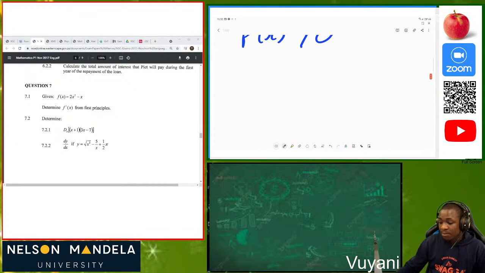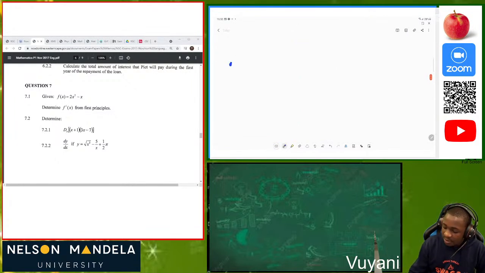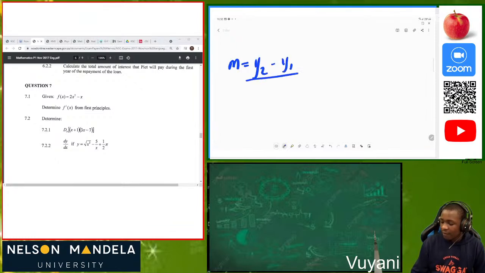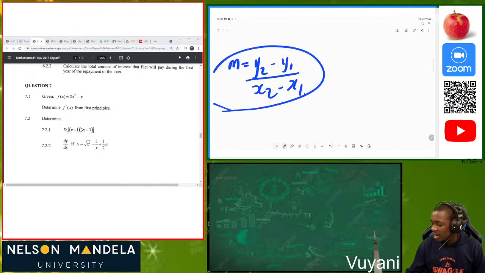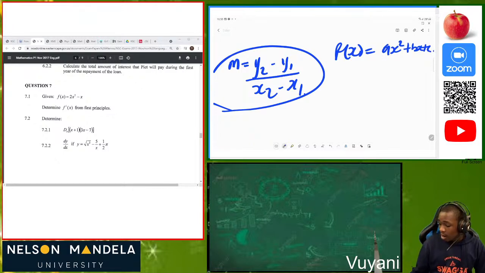Also know that the gradient, let me just highlight something. The gradient, we were doing analytical geometry on Tuesday. We said the gradient is y2 minus y1 over x2 minus x1. Now, having f of x, for instance, equal to ax squared plus bx plus c, this is a quadratic function, or it's just a parabola.